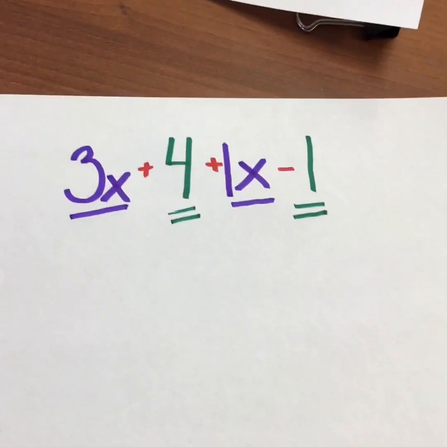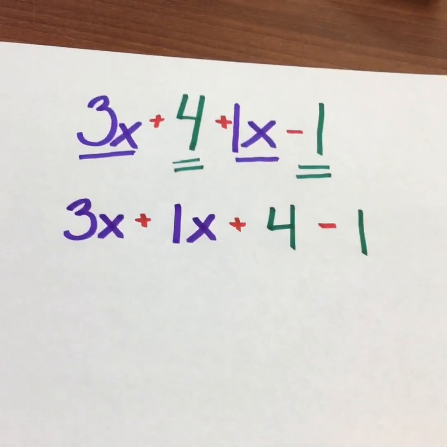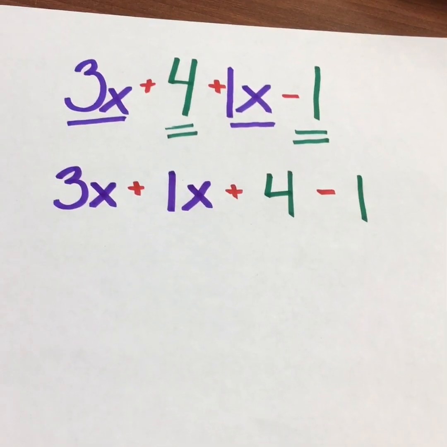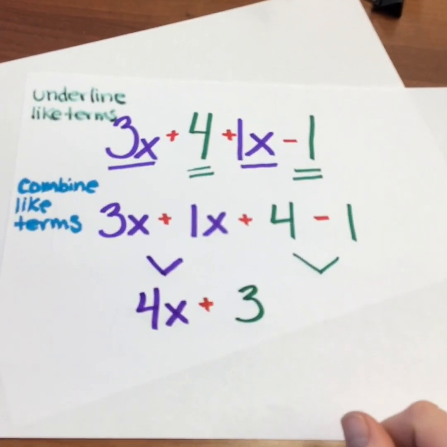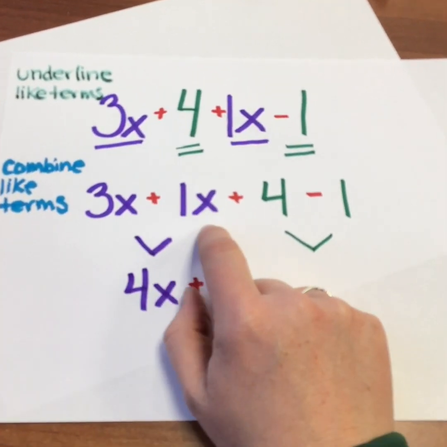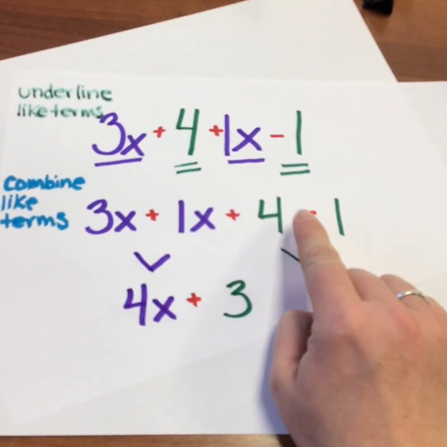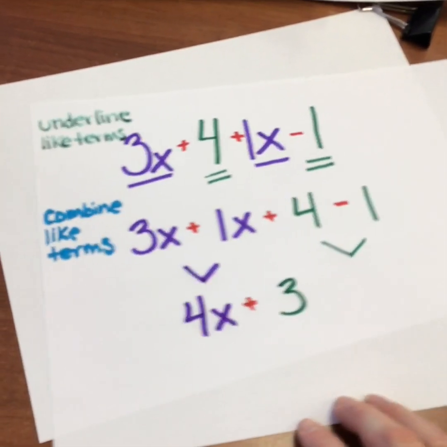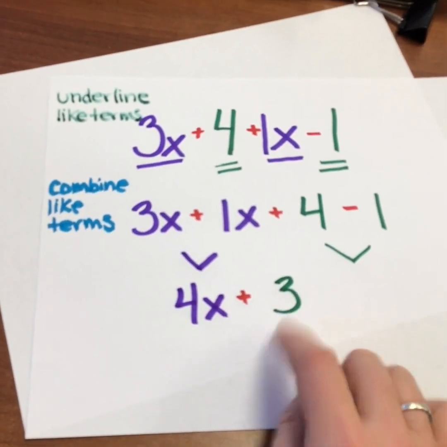Now I'm going to rewrite the problem so that my like terms are next to each other. After I've written out my like terms next to each other, I now can combine like terms. So, when I combine my like terms, I have 3 x's and 1 x. I have 4 total x's. I have 4 minus 1, which is 3. So in simplest form, this expression would be 4x plus 3.